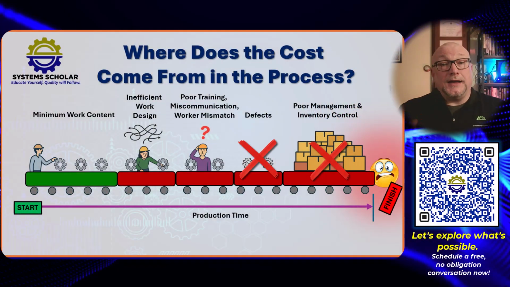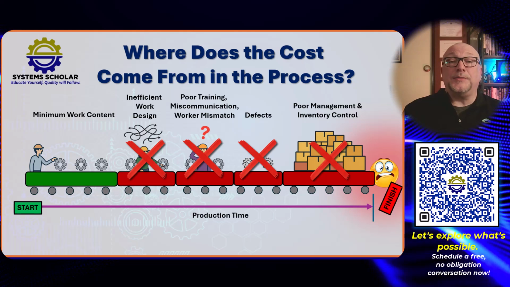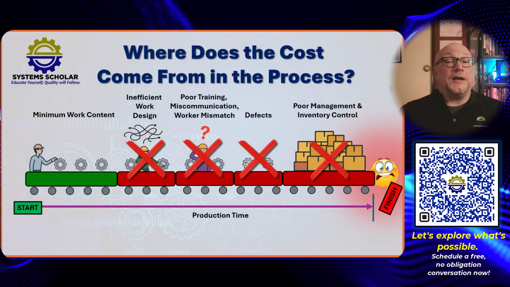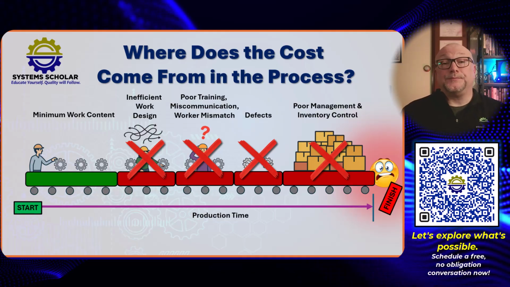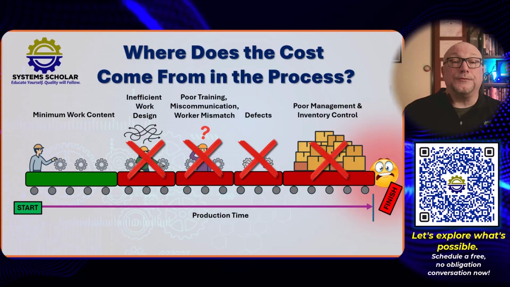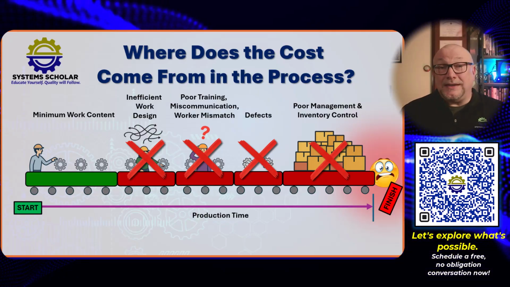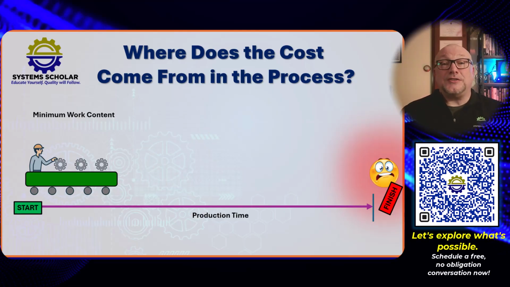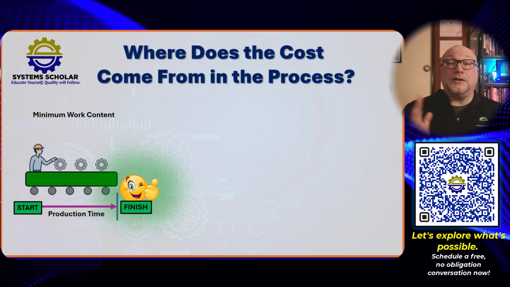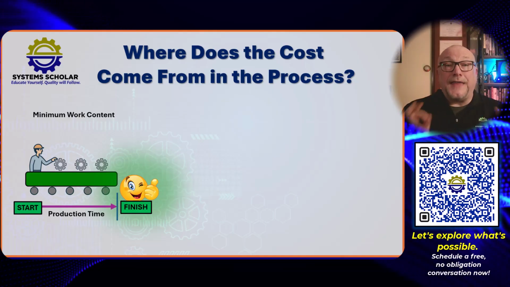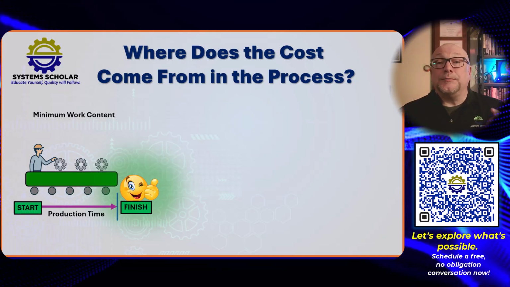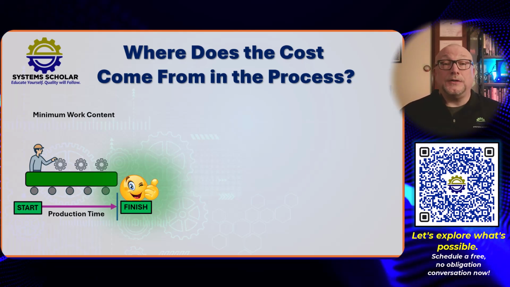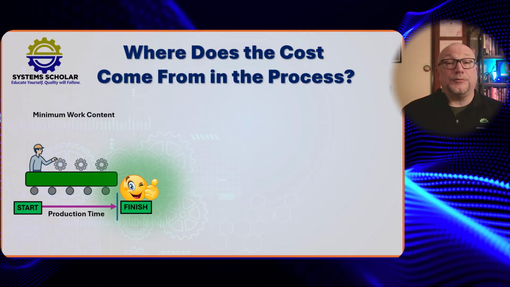In fact, uncovering problems should be celebrated because once you're willing to acknowledge them, once you're humble enough to say, we can do better, now you have something you can improve. When we understand the problem, we can eliminate it. And as we remove these contributors, production time shrinks. We move closer and closer to minimum work content. That is where efficiency improves and your costs drop. And that is where people begin to feel the impact of meaningful improvement.